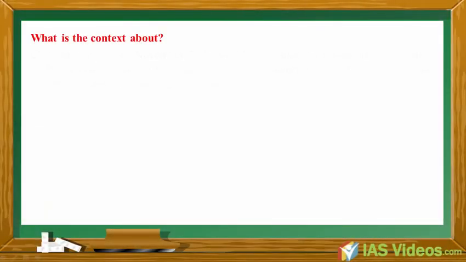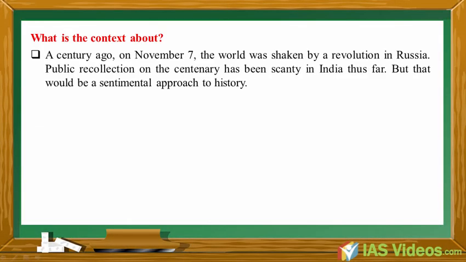What is the context about? A century ago, on November 7, the world was shaken by a revolution in Russia. Public recollection on the centenary has been scanty in India thus far, but that would be a sentimental approach to history.